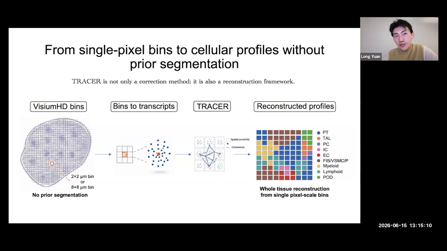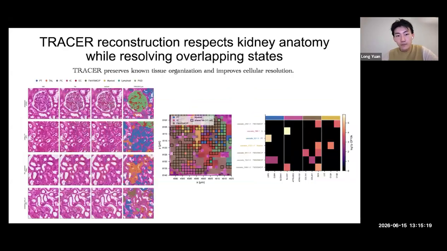With a segmentation, Tracer refines and reconstructs. Without a segmentation, Tracer builds the profile from the ground up. So this is a normal kidney where we have strong anatomic structures or expectations. The glomeruli here, tubules here, and stromal compartments. So Tracer reconstruction preserves these known anatomic structures.